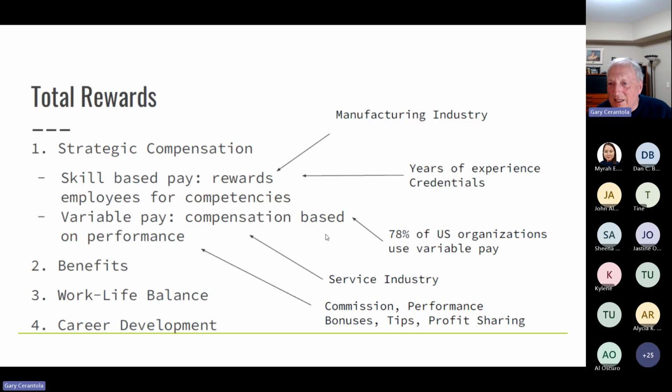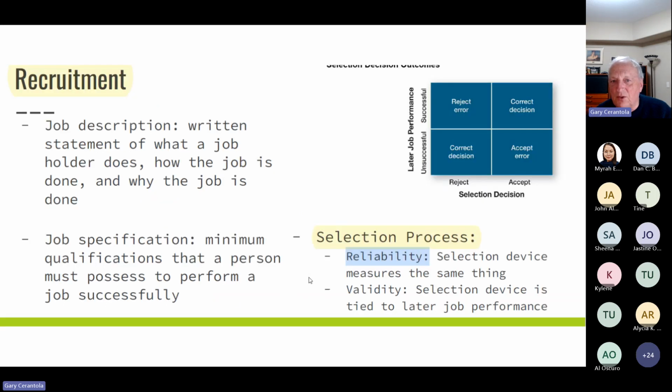But you do have the Jack Stack on here on the chat, okay? So understand what total rewards are all about. There's strategic compensation, there's skill-based rewards, there's benefits, there's work-life balance, there's career development. So know it.